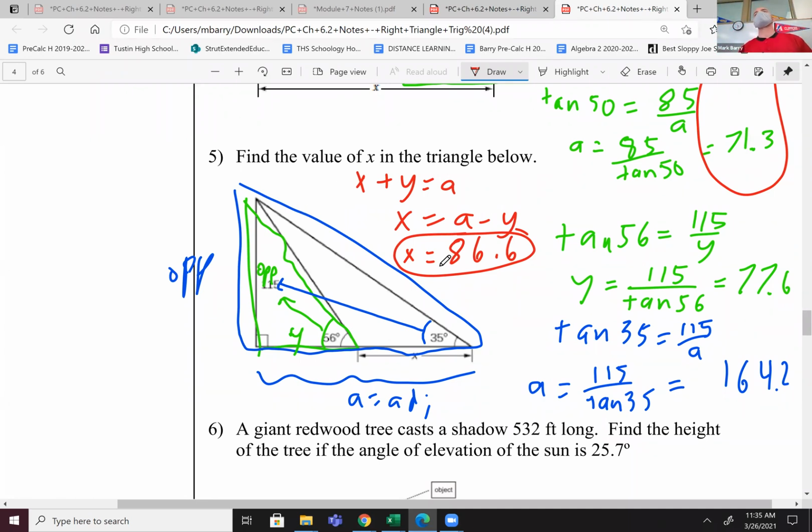I would say a lot of times on the same problem, if you have to do two different trig functions, most of the time it's either going to be variable on bottom on both of them or variable on top on both of them. It's going to match up like that usually.